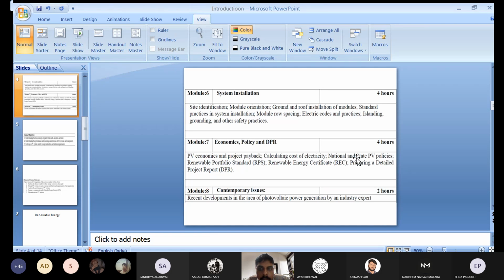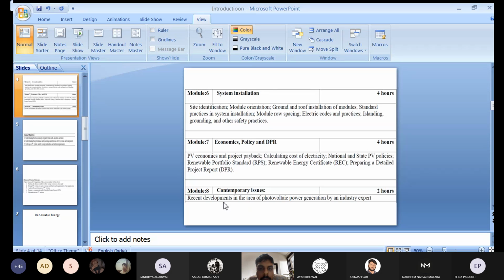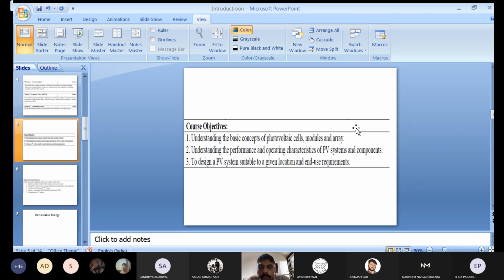Those policies you will study in module 7: Renewable Purchase Obligation RPS, Renewable Energy Certificate REC, preparing a detailed project report DPR. All these things are the subject matter of the last unit. Module 8 will be general, contemporary issues, recent developments in the area of solar photovoltaic. So these are the items to be covered. With your contribution, we will try to cover it in the best way. Your reading and your support are needed.